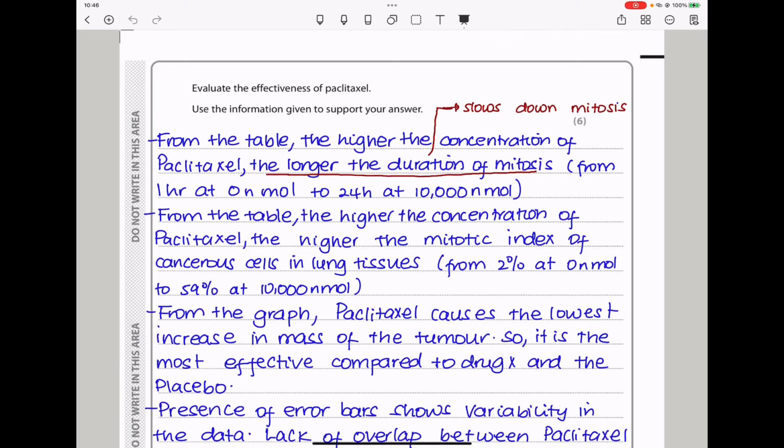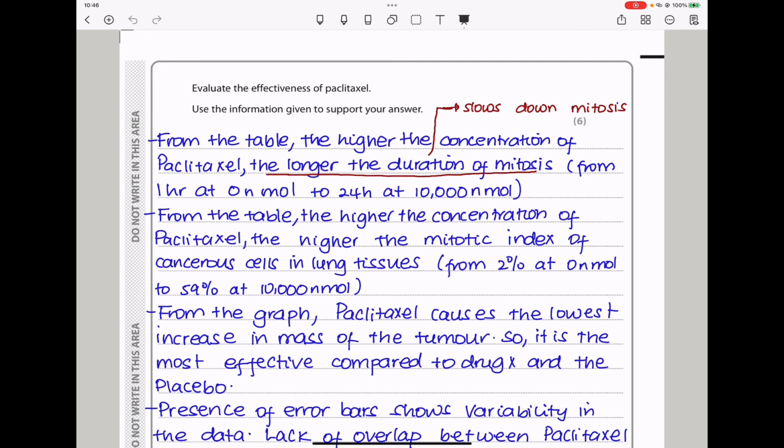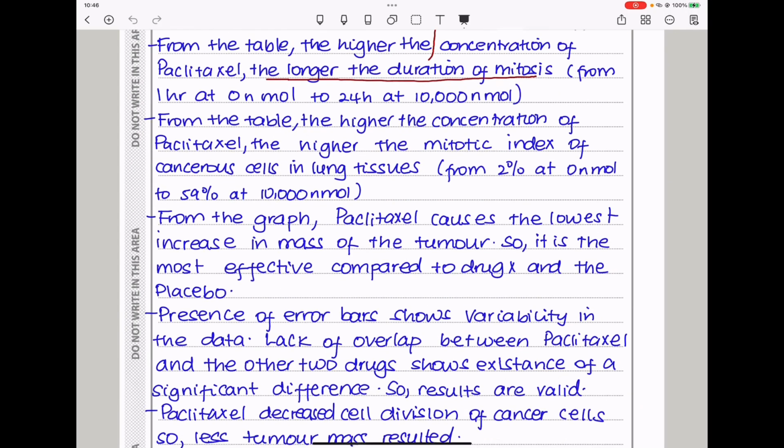Use the information given to support your answer. Now, my first points went to the table and then the next went to the graph. So from the table, the higher the concentration of paclitaxel, the longer the duration of mitosis. We can see from 1 hour at 0 nanomole to 24 hours at 10,000 nanomole, there is an increase in the duration and there is an increase in cells that are going through mitosis. So from the table, the higher the concentration of paclitaxel, the higher the mitotic index of cancerous cells in the lung tissues. It increased from 2% at 0 nanomole to 59% at 10,000 nanomole.